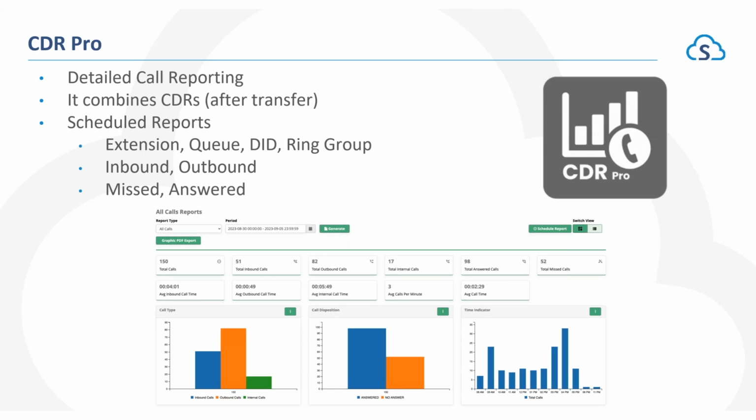You can have scheduled reports that can be sent via email, on the extension level, on queue level, inbound, outbound, missed, answered. You can download, of course, the raw data also, and put it into a BI system. But out of the box, this gives you a great visibility of what is happening on your PBX and what your agents are doing. So if you want to learn more, please get in touch with us.